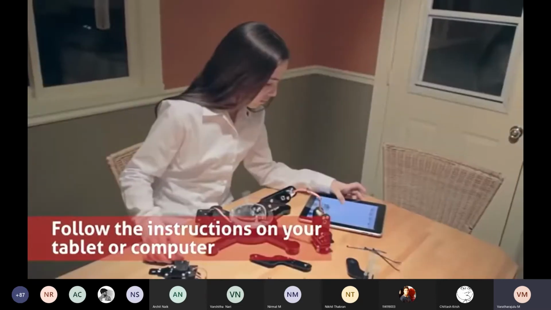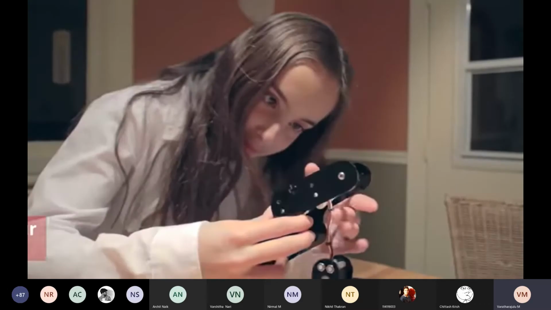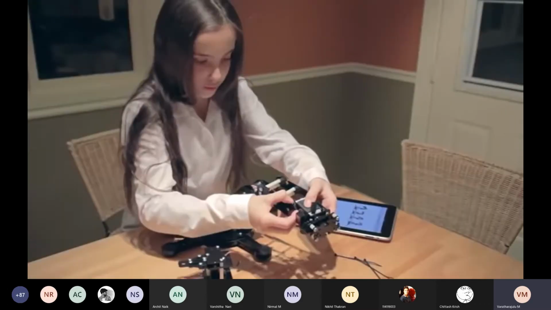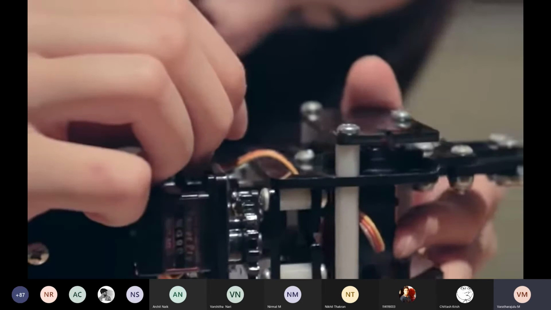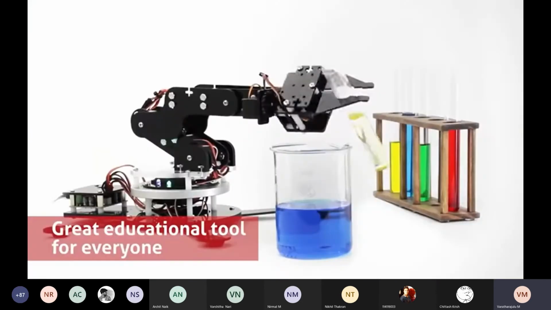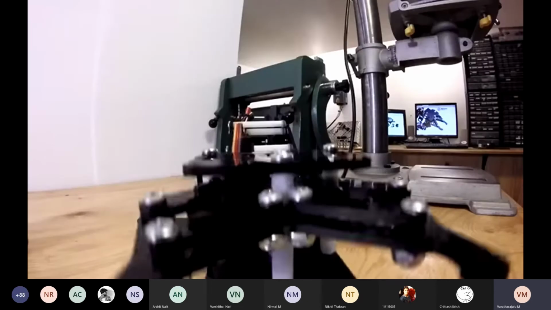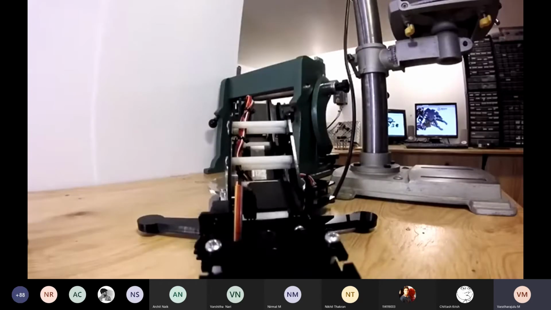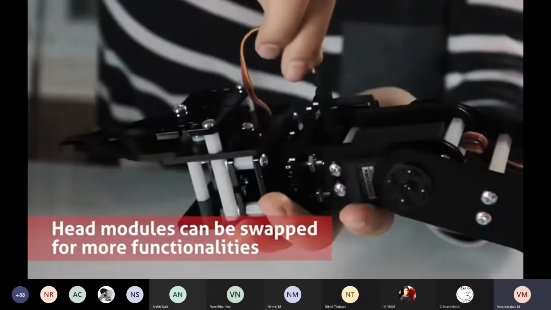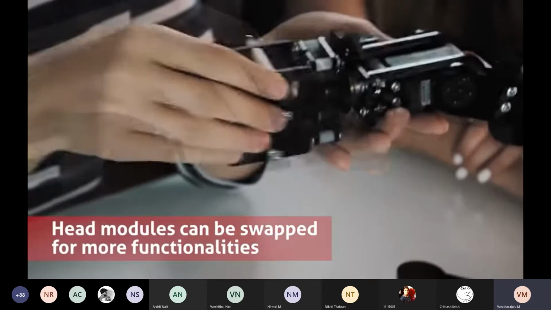We provide a simple step-by-step guide to help you build Maximo. Easy to put together, accessible, and affordable. Maximo is a great way to discover robotics. The modular heads can be switched within seconds.